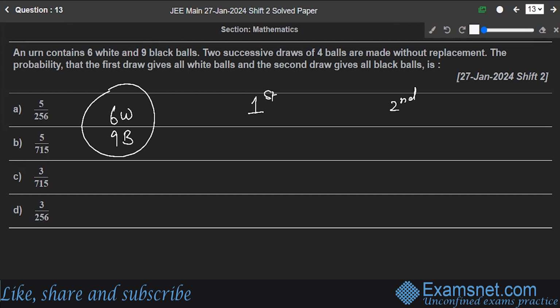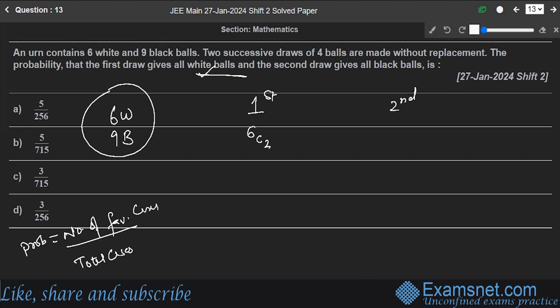Probability that the first draw gets all the white balls. So what is the probability that the first draw gets all the white balls out of 6? See, the probability formula, I hope you know. Probability is the number of favorable cases upon total cases.